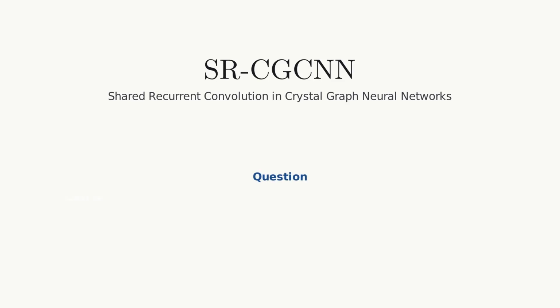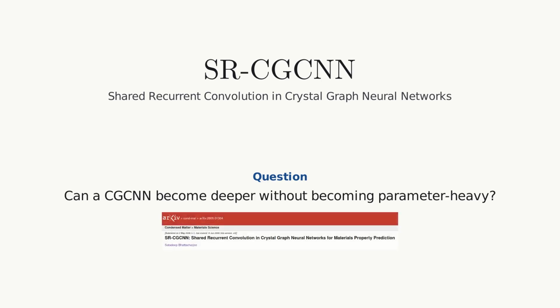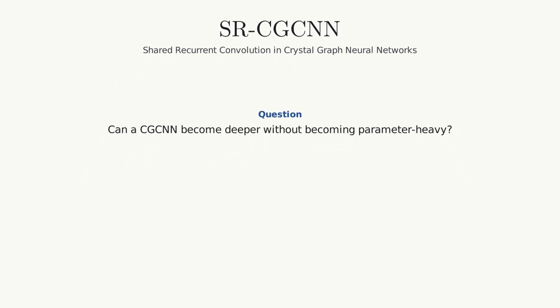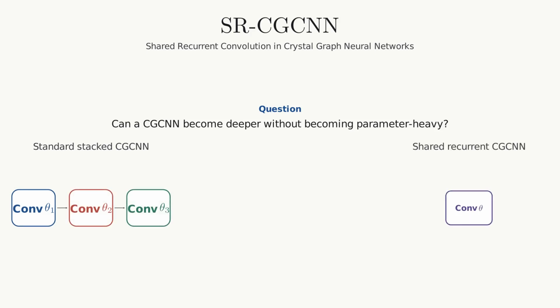Crystal graph neural networks have become important tools for predicting materials' properties directly from atomic structure. Their basic idea is simple and physically appealing. Atoms are treated as nodes, neighboring atoms define edges, and information is propagated through the crystal graph. But this raises a useful question.